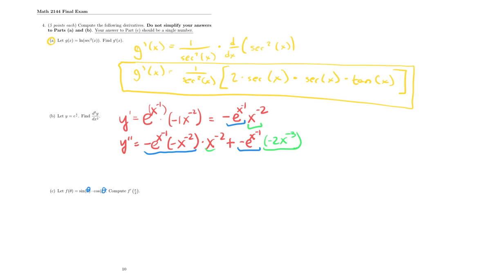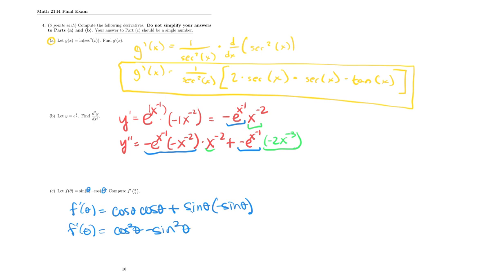Okay, and then it's asking to compute f prime of pi over 2. So if we want to do f prime of theta, the derivative of sine is cosine. The derivative, and leave the cosine alone, plus leave the sine alone, and then the derivative of cosine is negative cosine. Okay, and so f prime of theta is equal to cosine squared theta minus sine squared theta.